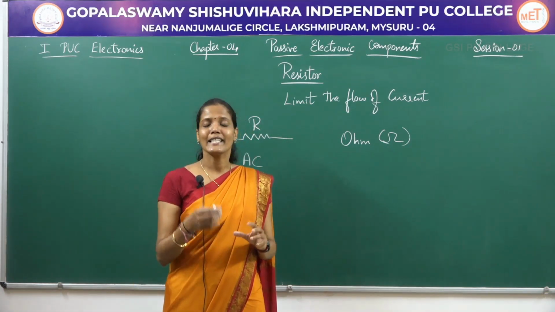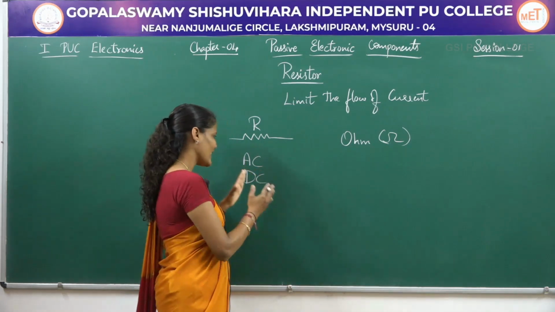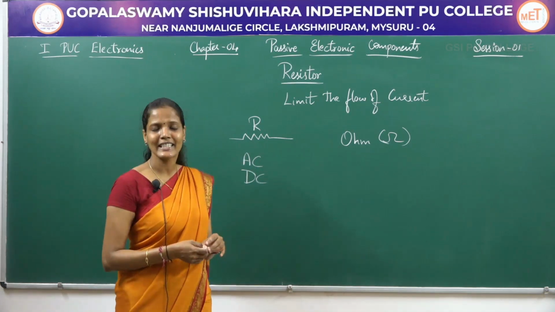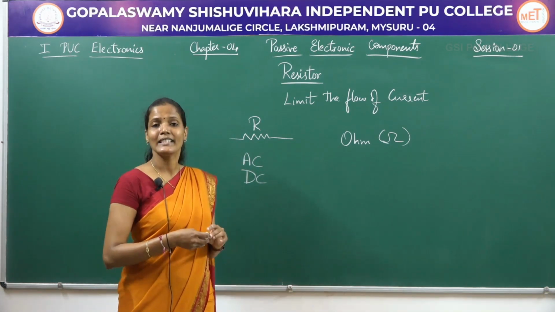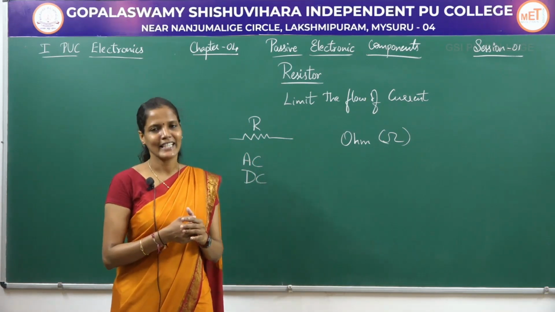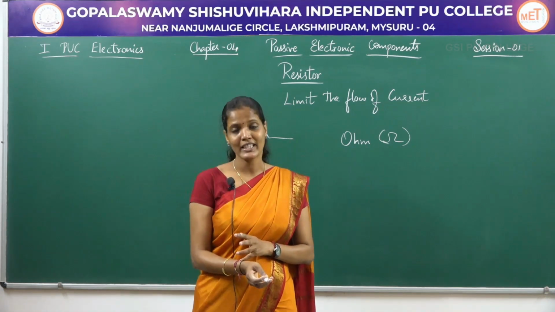and the resistance of the component is not affected by the direction of current, that is its behavior is same for both AC as well as DC. AC is the alternating current and DC is nothing but the direct current. So this resistor behaves in the same way for both AC as well as DC. Now let us see some of the applications of this resistor.